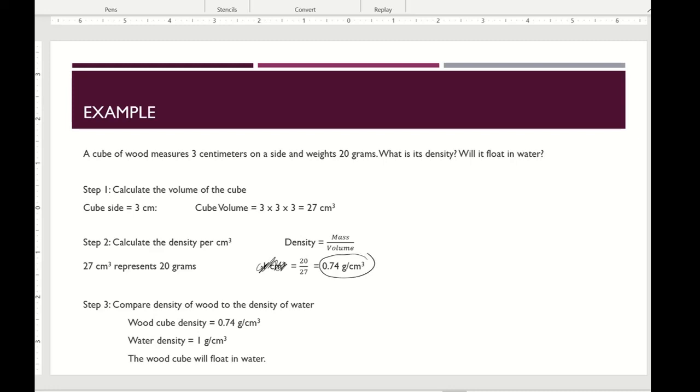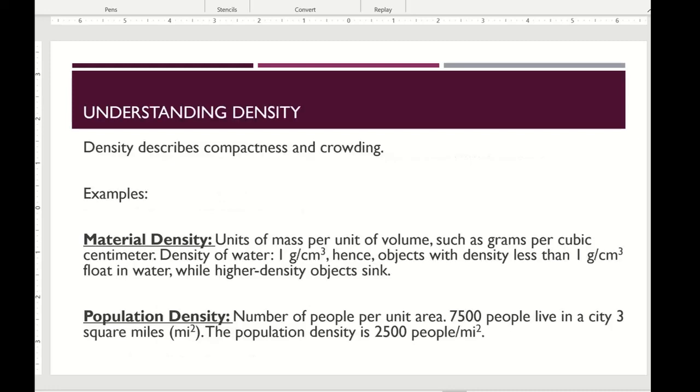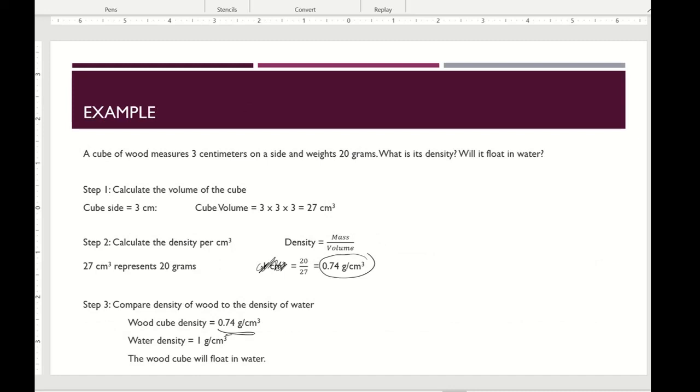Now, the wood is 0.74. And remember from that first slide, I said that water is 1, right? Water is 1, and wood is 0.74. So what's bigger, 1 or 0.74? 1 is bigger, and this is smaller. This has a lower density. Since wood has a lower density, this wood would float in water. So you could think of it as whatever has the lowest density floats, whatever has the higher density sinks. The water is in the bottom and the wood's on the top.